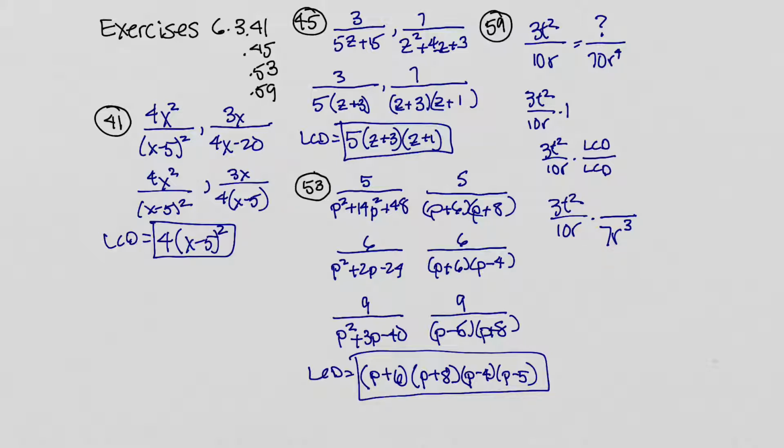So if we multiply the bottom by 7r cubed, we'll multiply the top, the numerator, by 7r cubed, and that will give us, let's just do this now, the 3 times 7 is a 21, and the t squared times r cubed, we're just going to have to leave it like that. This is going to be 21t squared r cubed all over 70r to the fourth. So to answer the question, what we put in the question mark then is the 21t squared r cubed. But they want us to complete the expression, so I suppose they want us to write it like this.